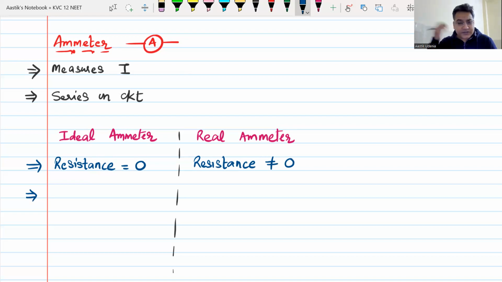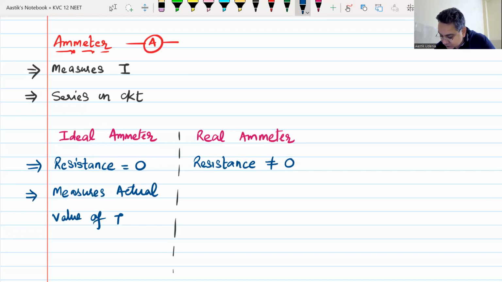An ideal ammeter, which does not exist, measures the actual value of current, but a real ammeter will not measure the actual value of current. There is an error in measurement because it has its own resistance.